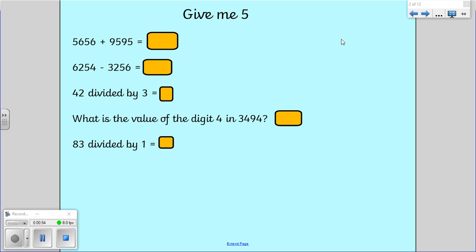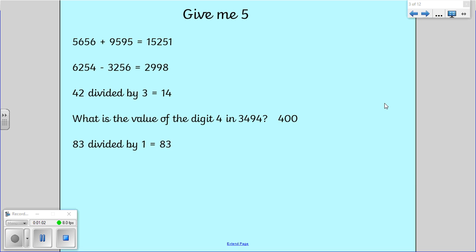Okay, hopefully you've given yourself 5 minutes and you've managed to work through most of these problems this morning. And here are the answers. So give yourself a tick if you got them right. This one is a good one. So how many ones are in 83? And we know that is 83. So that was a trick one there. So well done if you got lots of those right this morning.